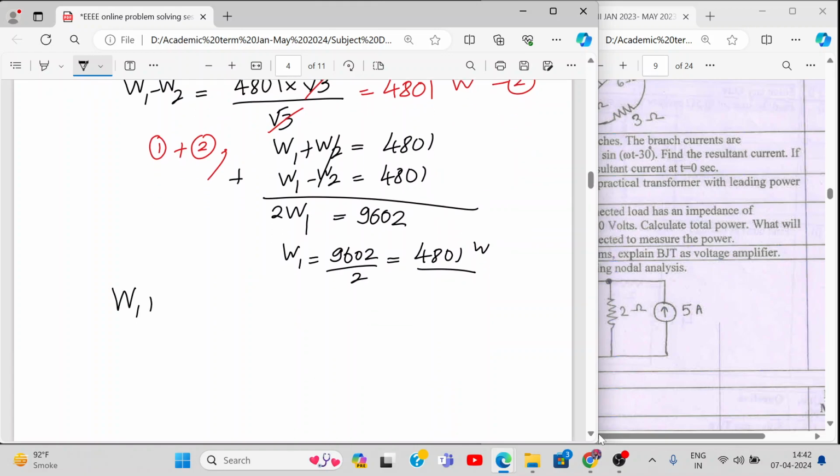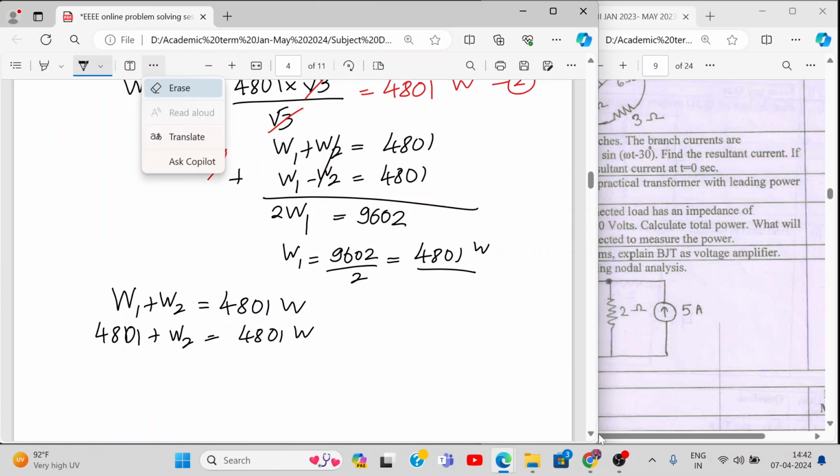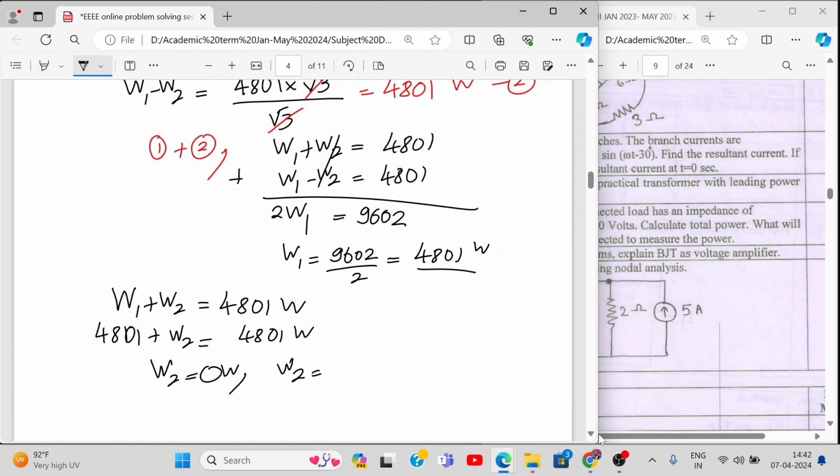Now W1 plus W2 is how much? 4801 watts. Now W1 itself is 4801 watts. So W2 कितना रहना चाहिए अभी बताओ? Yes, 0 is the correct answer. So W2 should be 0 watt. Sorry, W2 should be 0. W1 is the entire reading. It will read 4801 watts.